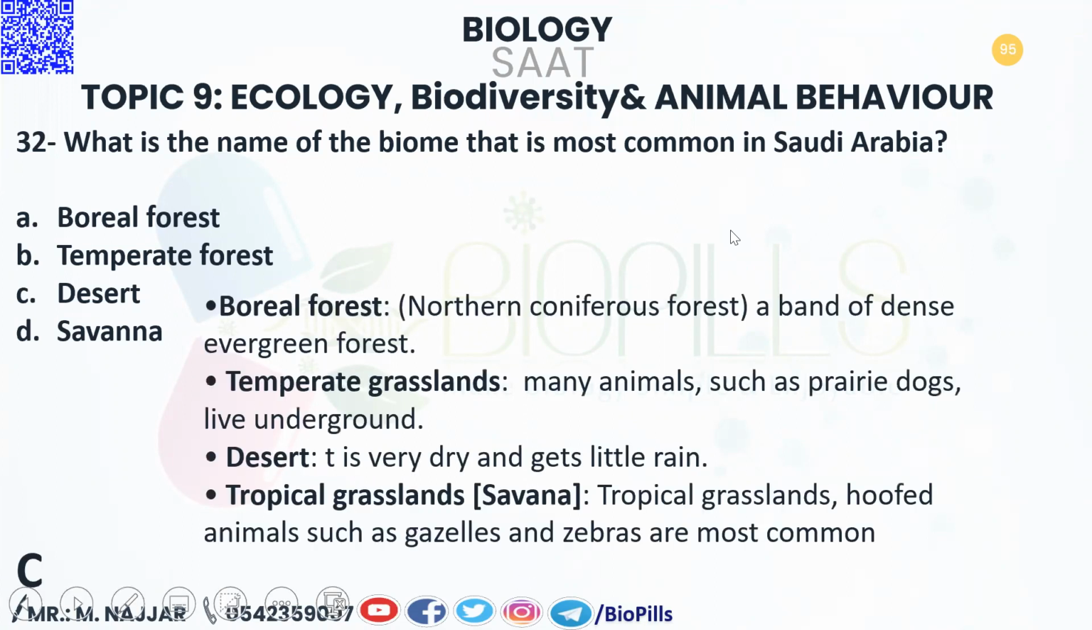And same, boreal forest is found in the northern coniferous forest, which is the band of dense evergreen forest. Temperate grassland is a grassland with many animals such as prairie dogs that live under the ground, in the moderate places. We have then the desert, which is very dry and gets very little rain.